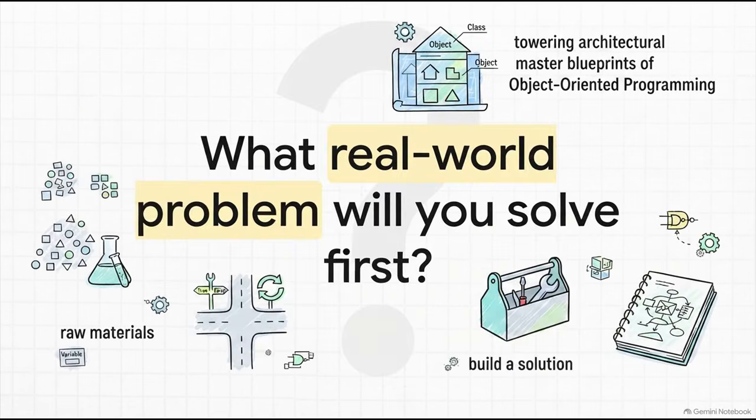Well, we've journeyed all the way from the raw materials of basic variables, through the traffic control of Boolean logic and loops, all the way up to the towering architectural master blueprints of object-oriented programming. You've really seen the logic behind the code. So now that you have the basic blocks and the master blueprints, what complex, real-world problem will you build a solution for first? The tools are all right here, just waiting for you.